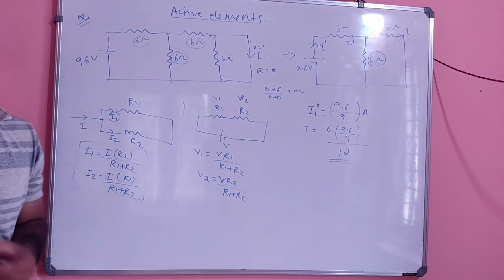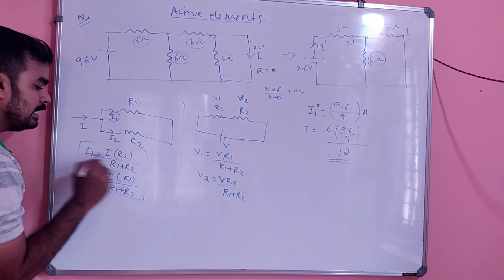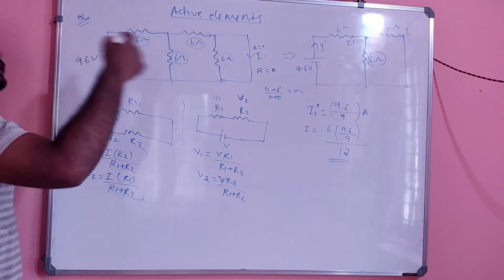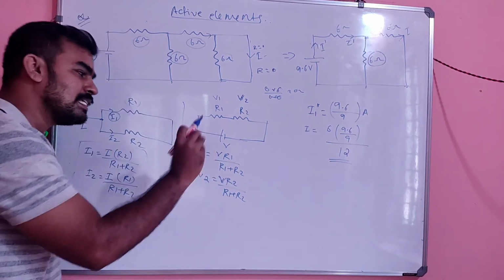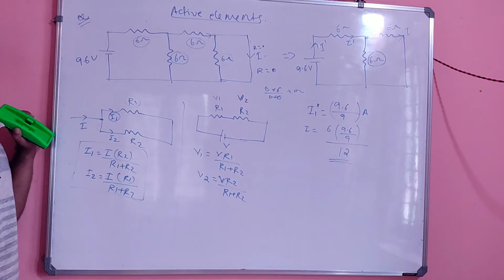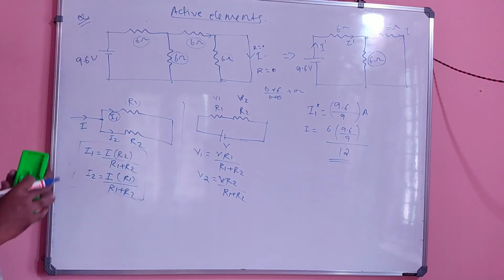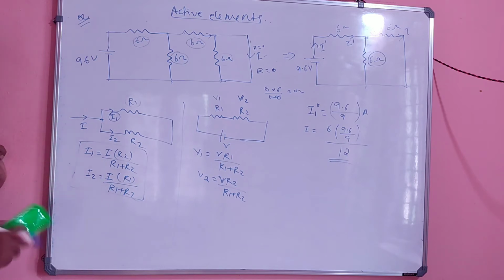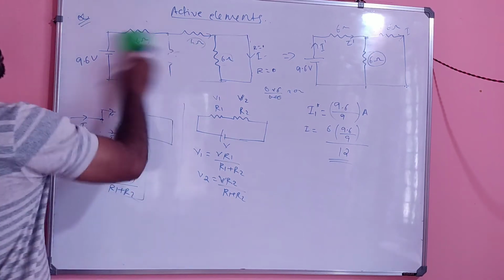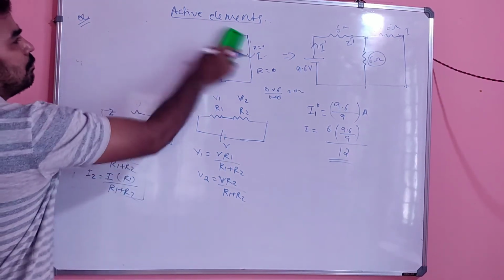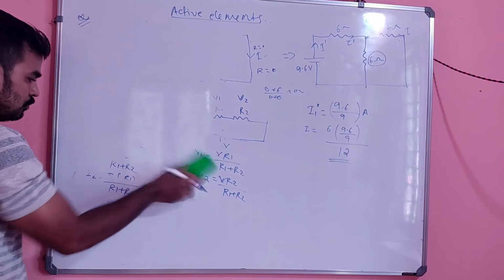Voltage division and current division are both opposite, actually. In current division we took the incoming current into the opposite resistor divided by the total resistor. Here we took the same resistor divided by the total resistor. That you have to clearly note. Clear? So this is the problem and some facts regarding voltage and current division. Let's move to another problem.